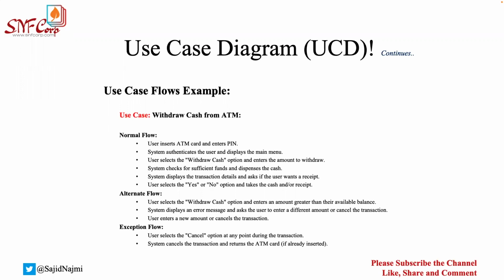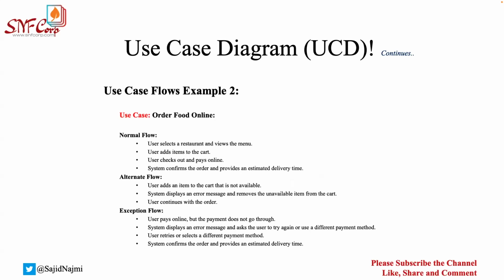Why am I taking this ATM machine example? Because we have been using this a lot. Just to make your life simple, let's take one more example and try to understand. Now I'm going to order food online, one of the use cases. What could be the normal flow? The user selects a restaurant, views the menu items, and adds the items to the cart. The user checks out and pays online. The system confirms the order and provides an estimated delivery time. This is your normal flow.